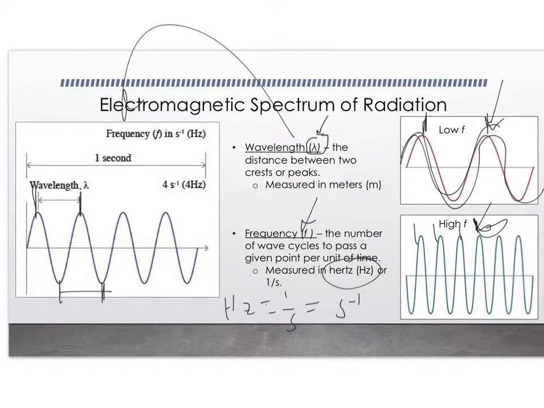So these variables are inversely related, to where the more wave cycles you have, the shorter the wavelength, the higher the frequency, and then the longer the wavelength, the lower the frequency.